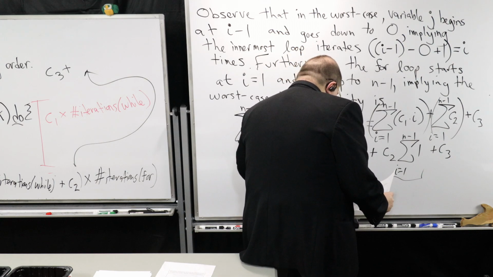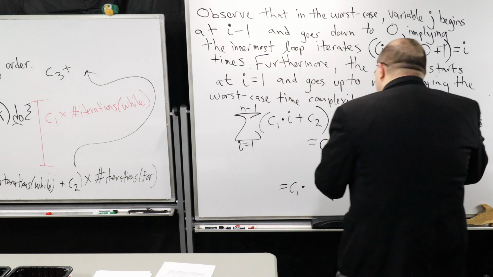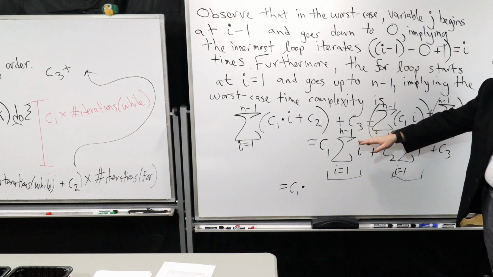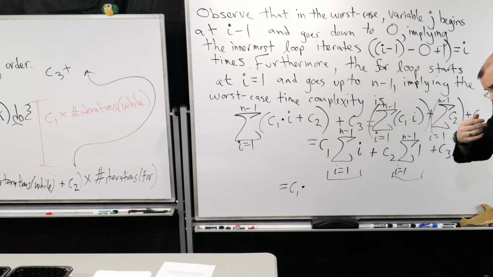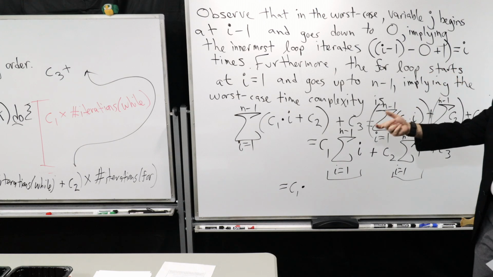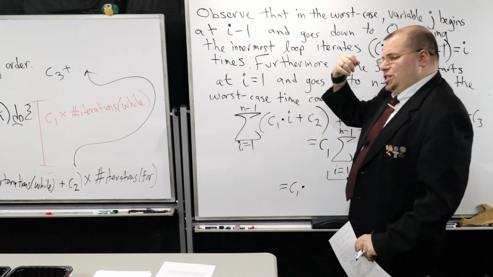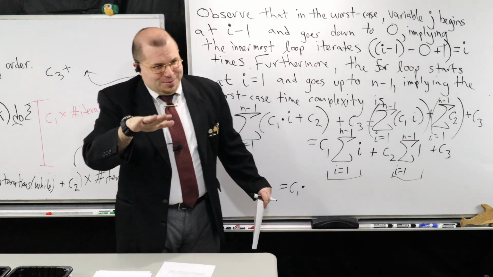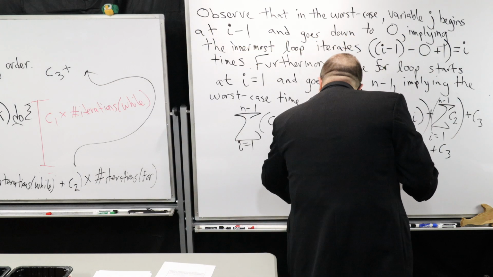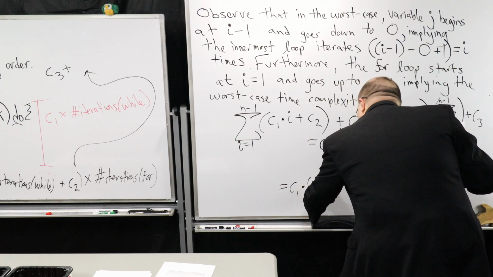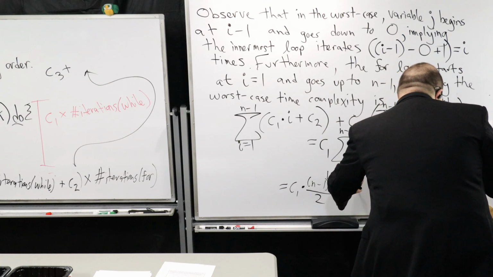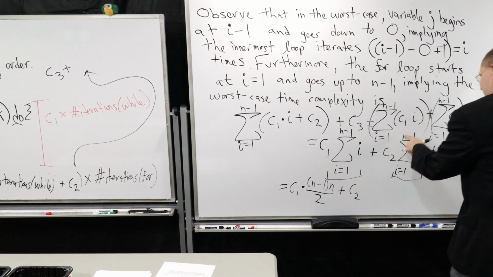So I'm going to have C1 times, now remember, the way that I gave it to you was the upper limit times the upper limit of the summation plus 1 divided by 2, right? But notice that the upper limit here is n minus 1. So it's going to be n minus 1 times n minus 1 plus 1, which is just n. Then you divide that by 2. So I have n minus 1 times n divided by 2 plus C2.